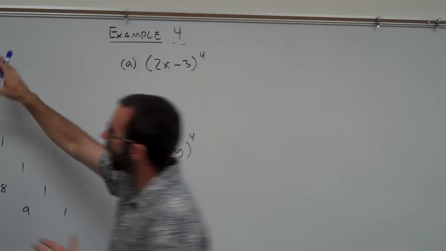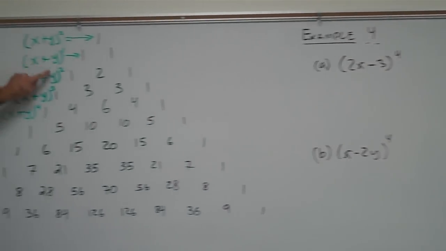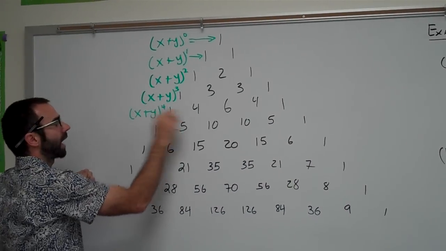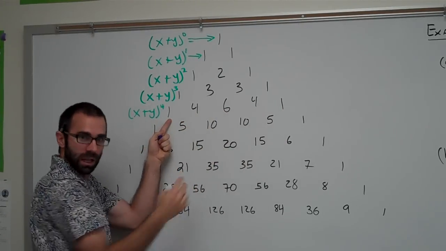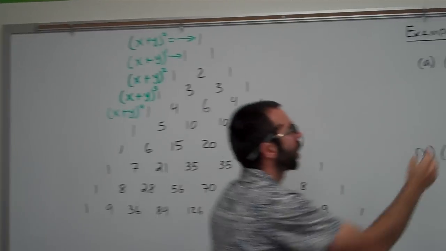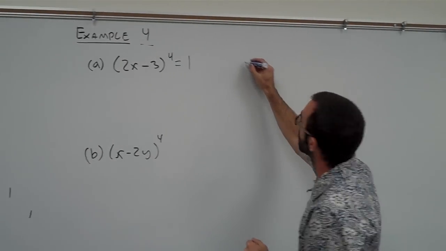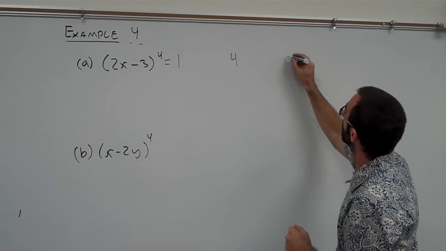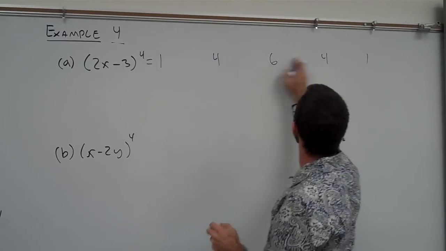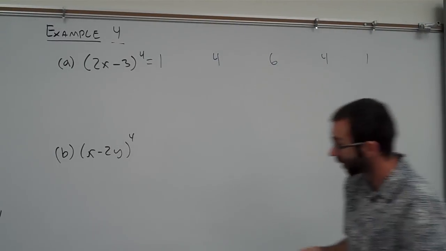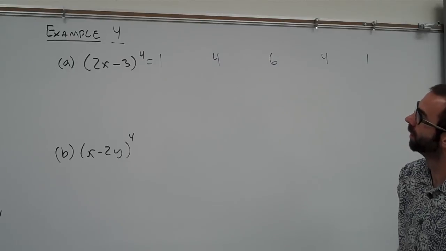Coming over here, we notice that our exponent is 4. So I know I'm going to use this row as my coefficients: 1, 4, 6, 4, 1. That should make sense, right? Because of that 4 there. So I'm going to write out my coefficients: 1, put some space in there, 4, 6, 4, 1. Put some space in there because we have our coefficients, and we're going to put our variables.